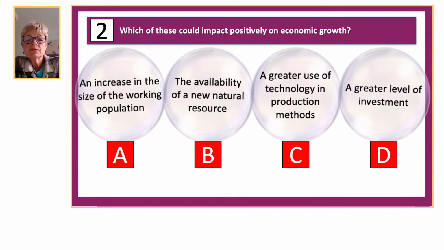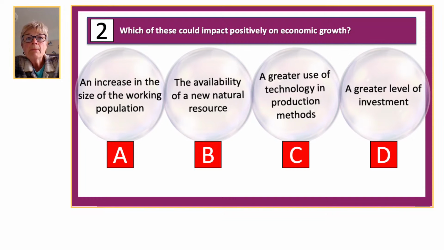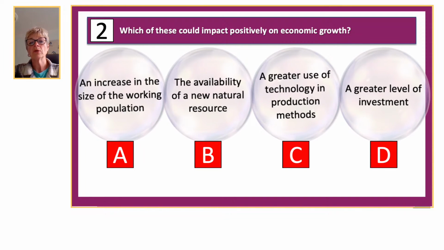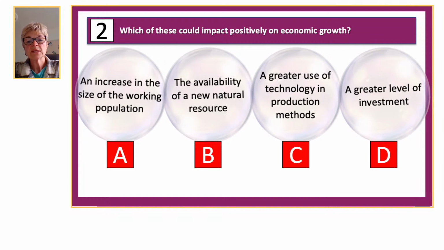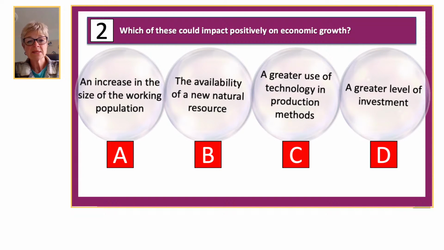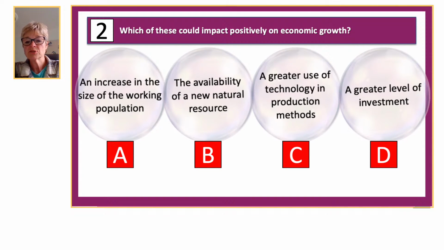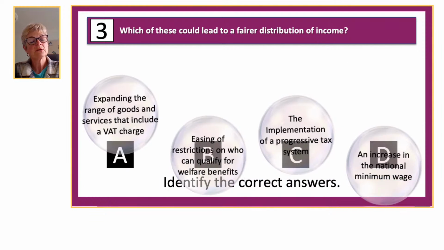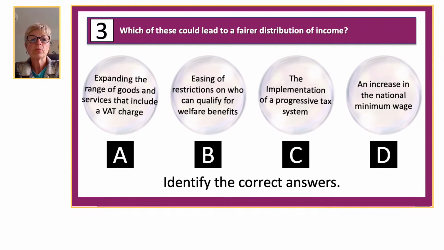C is greater use of technology. So think about more use of AI, artificial intelligence, for example. It's really increasing production and it's increasing productivity. Make sure you know the difference before your exam. So greater use of technology does increase output.